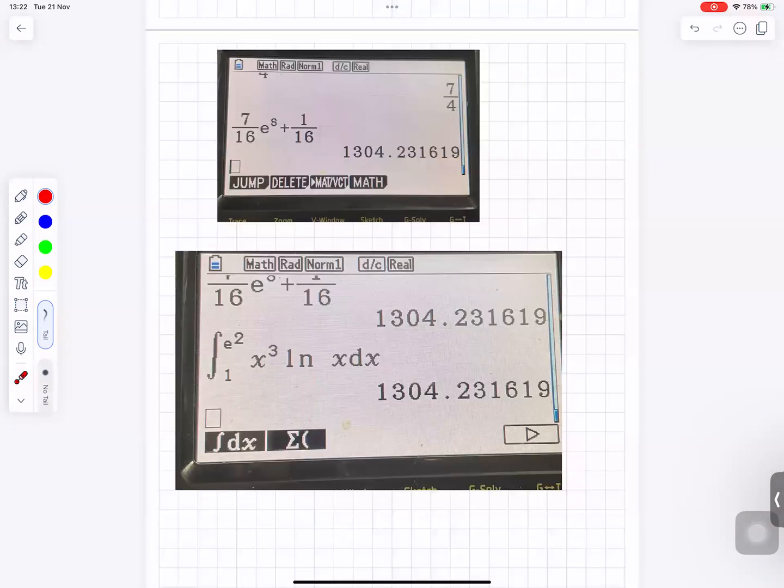You check if your answer is correct. You put your answer in the calculator. It gives you 1,304.23. And if you get the calculator to get the answer for you, it gives you 1,304.23. These two answers are the same. That means your integral method was correct. And that's how you check your answer in an exam.